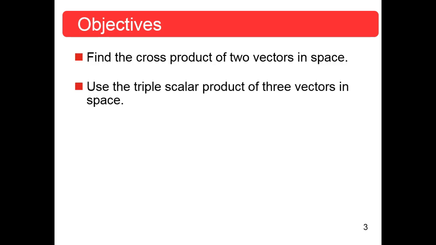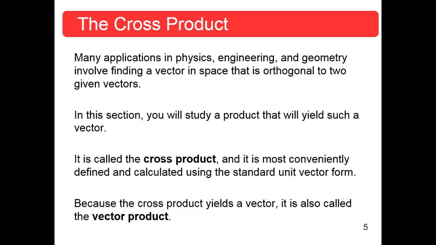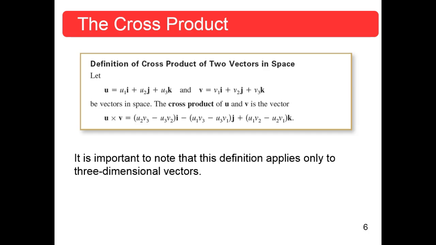So our objectives here are to find the cross product of any two vectors in space and use the triple scalar product of three vectors in space. So let's start with the cross product. Okay, I'm sorry, I've already read this. Many applications in physics, engineering, geometry involve finding a vector in space that is orthogonal to two given vectors. In this section, you'll study a product that yields such a vector. Now, I've already done that whole page, so I won't do that again.